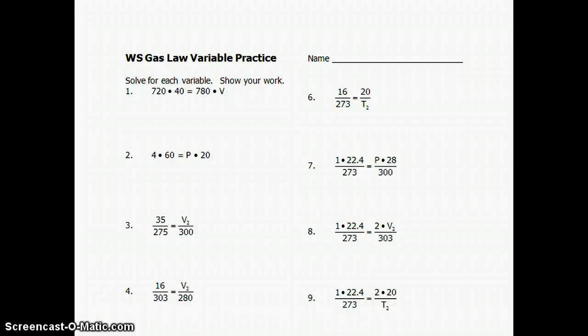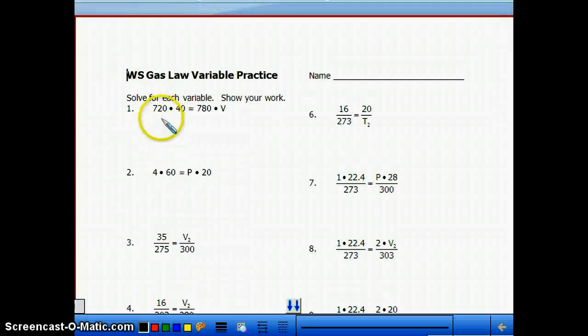Alright, so we're looking at the gas law variable practice worksheet right now, and this is sort of just a little review in basic algebra, things you've learned in your math class, and you just want to make sure that you know how to solve for the variables before we start plugging numbers in so you don't make any math errors.